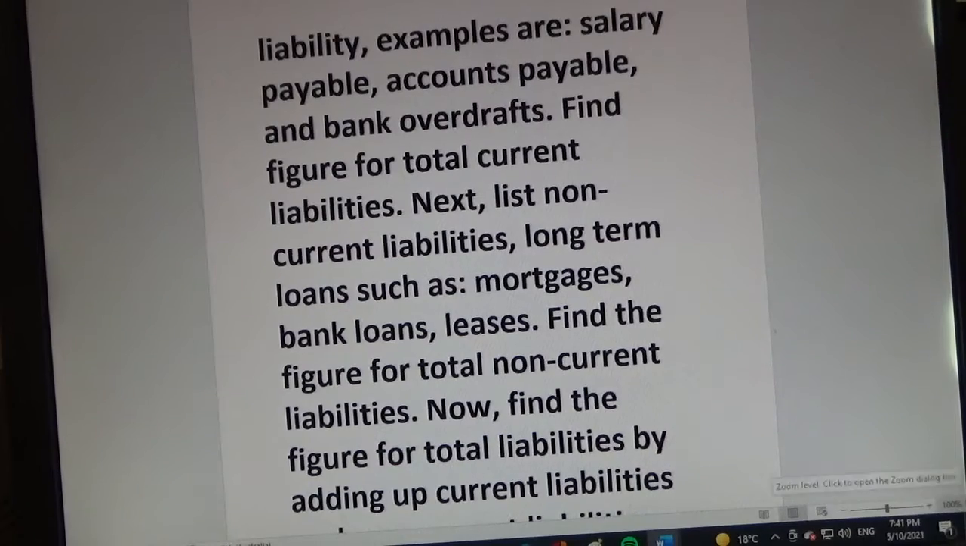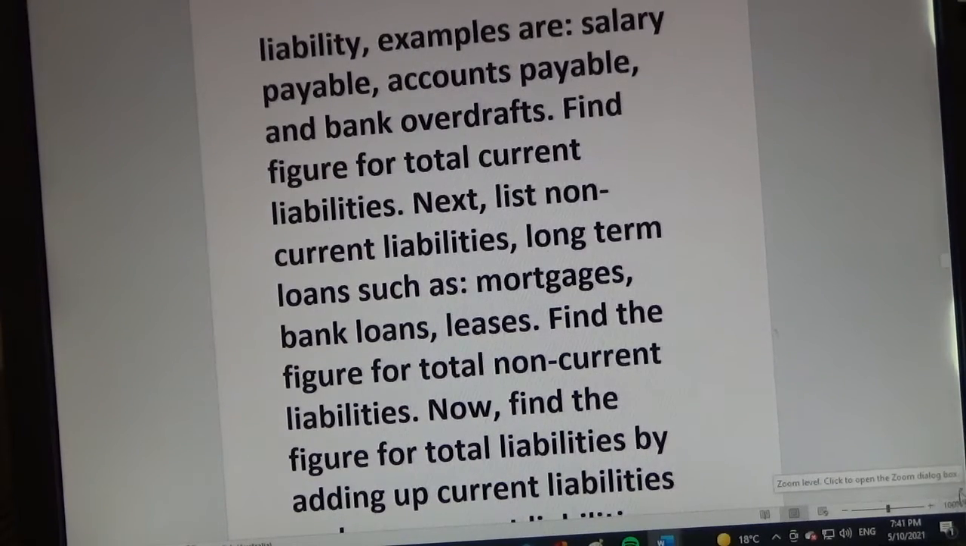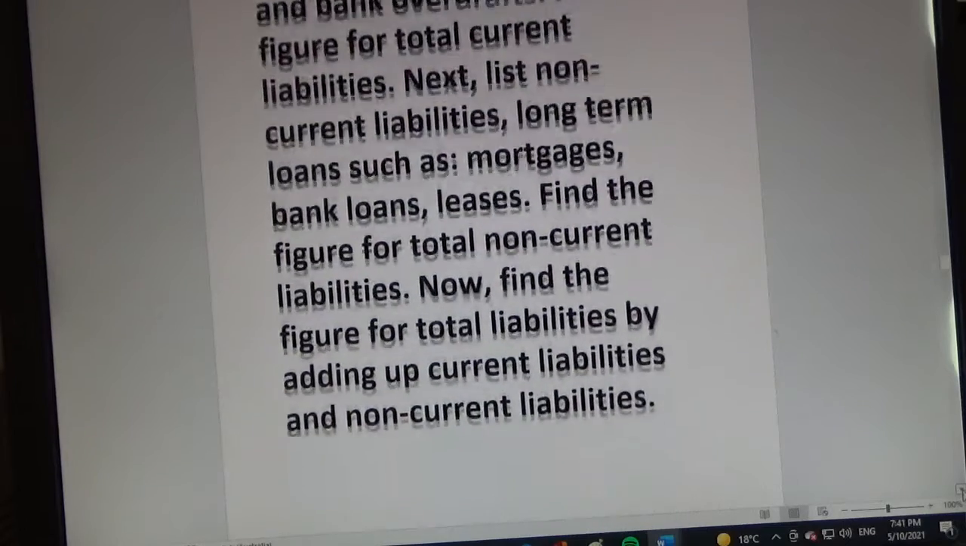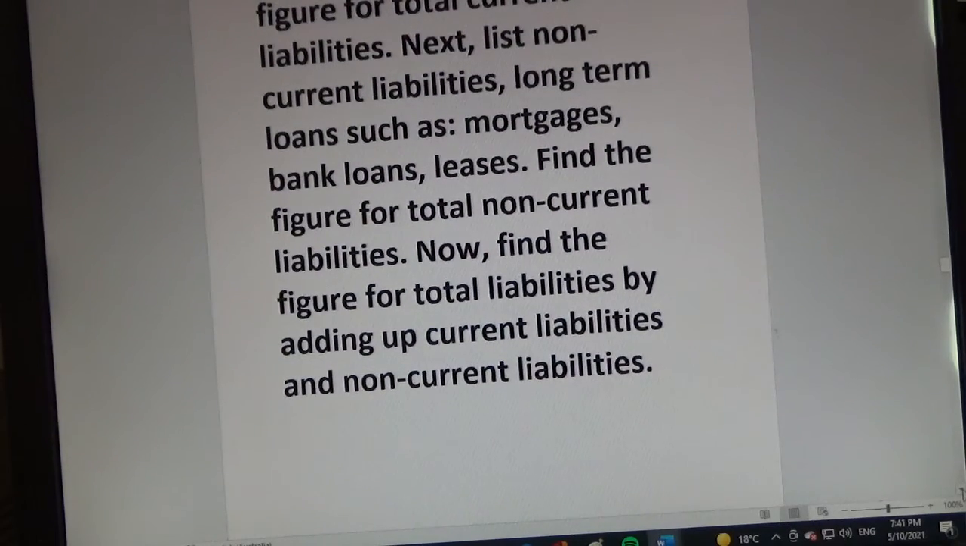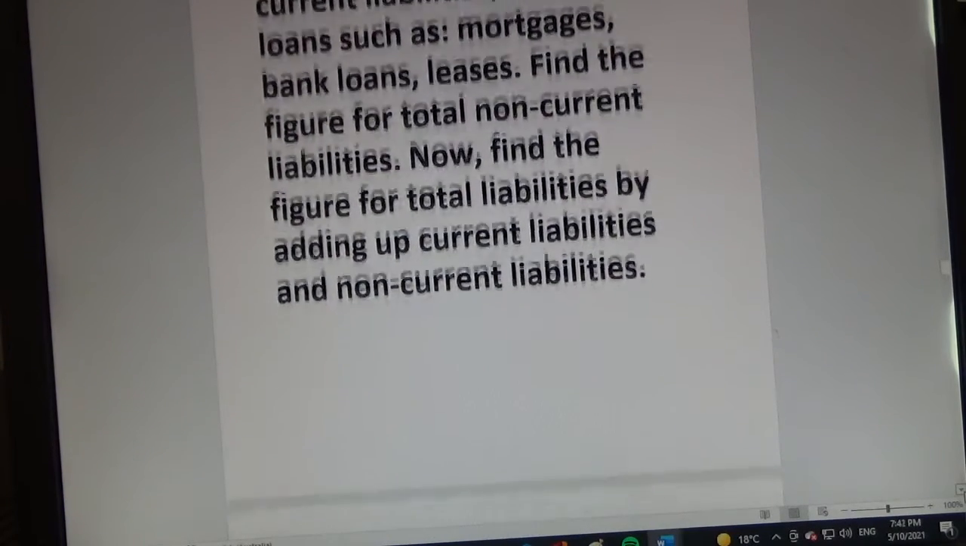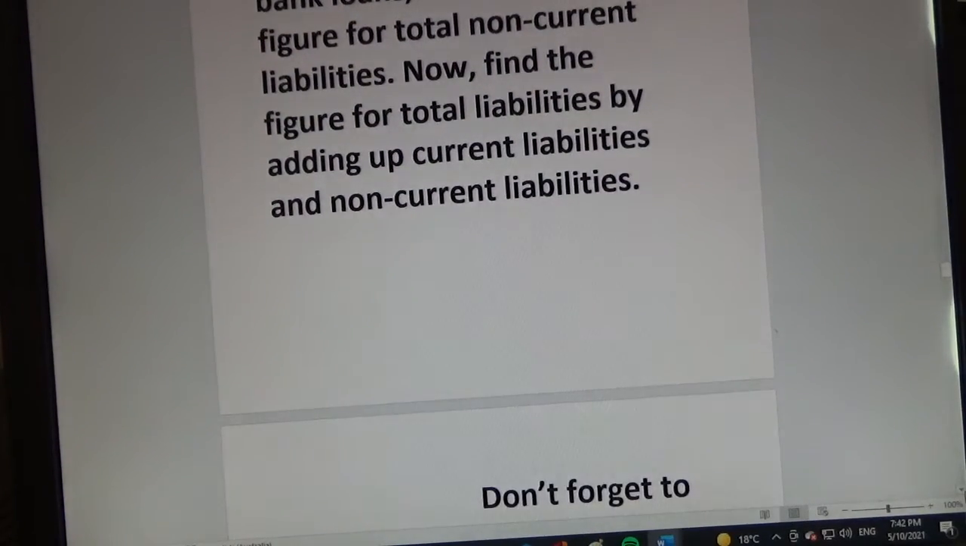Next, you list your non-current liabilities, your long-term loans, such as mortgages, bank loans, leases. You find the figure for total non-current liabilities as well. Now you find the figure for total liabilities by adding up both total current liabilities and total non-current liabilities, okay? So total liabilities is the addition of total current liabilities and total non-current liabilities.